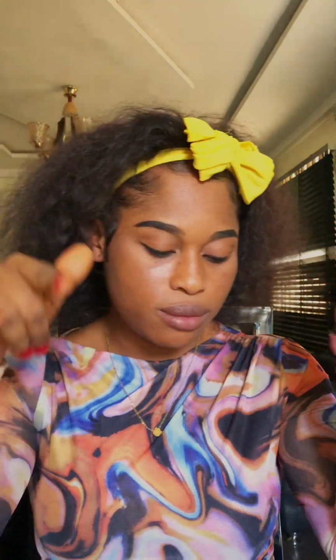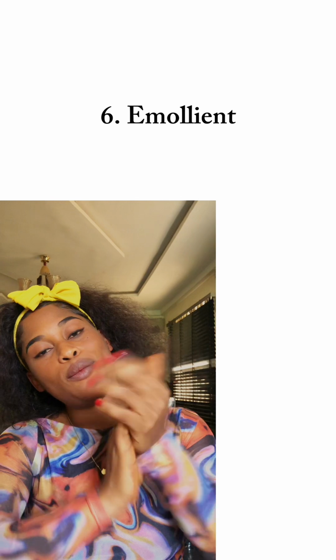So let's go to the next one. Hope you are getting it. So number 6, we have emollients. What are emollients? Emollients are the group of ingredients that moisturize the skin. Yes, they soften, smooth, and hydrate the skin as well. So this group of ingredients is very essential, and that's what makes up your products. Yes, these 16 essential ingredients make up your products. So you need them in your products.